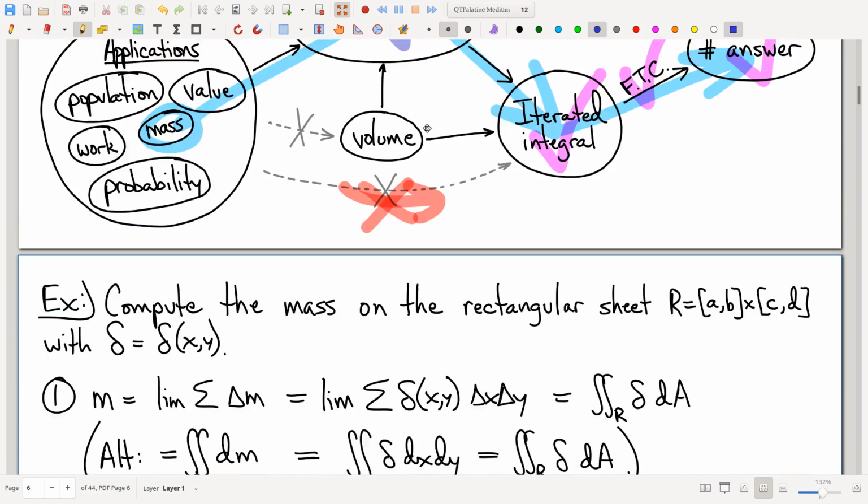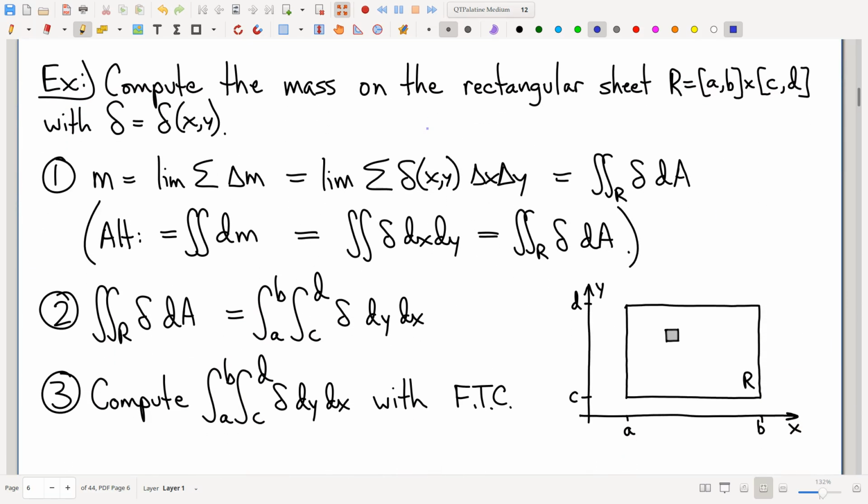Let's see this in action. Here's that example that we failed at previously. Crashed and burned. Right? The pieces didn't fit. We were out of luck. Nothing that we can do. In particular, we're computing mass on a rectangular sheet where we're given mass per unit area.